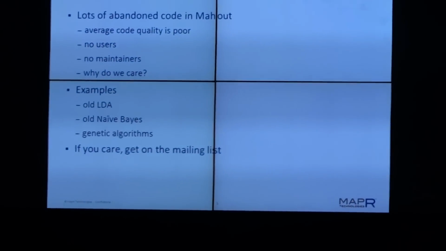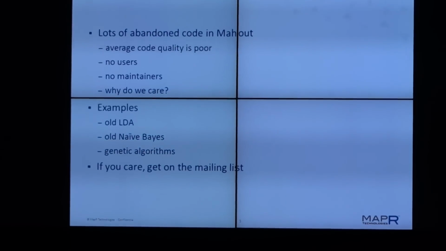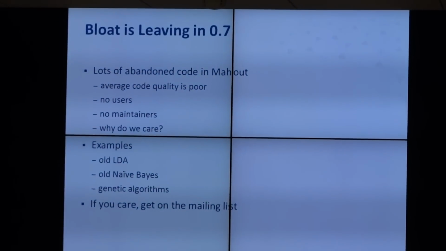So the old latent Dirichlet allocation code, which is 20 times slower than the current stuff. The only place that ever picked it up was Apple. They sucked it in, they completely rewrote it anyway and made it the basis of Genius. But it's gone now. The old naive Bayes was cranky and weird. It's gone. Genetic algorithms, nobody cares, they're not scalable. Conflicts with mission, nobody cares, they're gone.